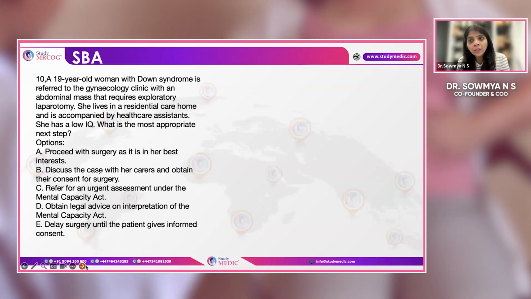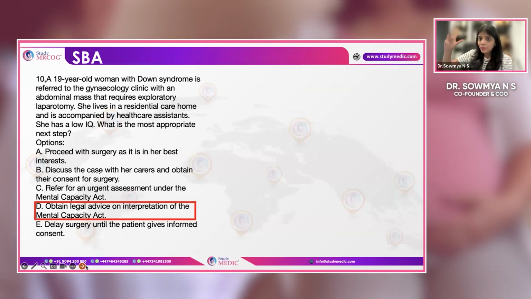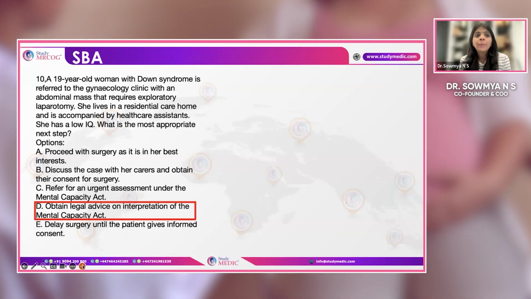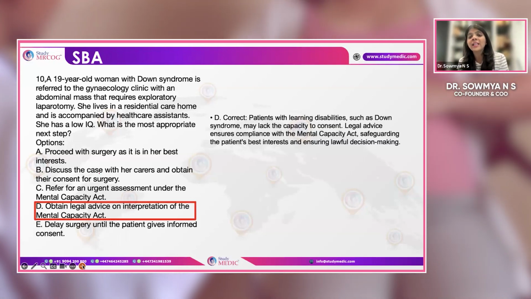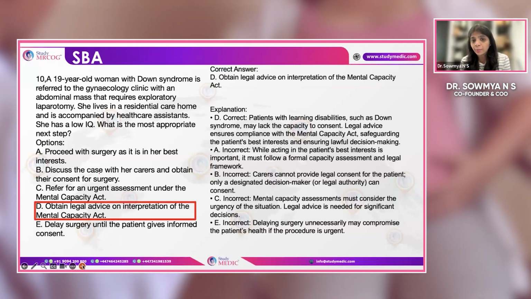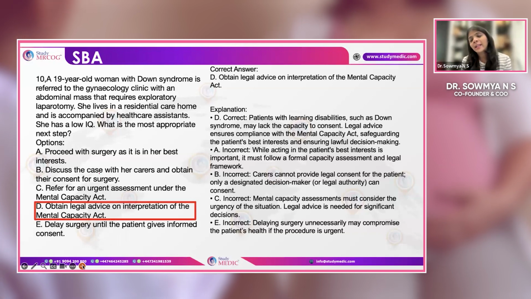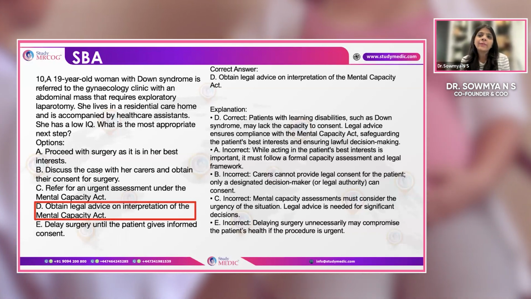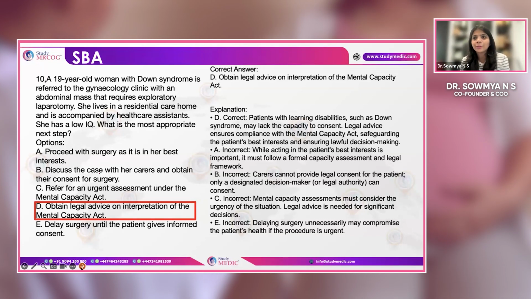Obviously, this is not an emergency. If it was a twisted ovarian cyst, you proceed with two consultant opinions and do it quicker. Because it's elective, you take the court order, or you would obtain legal advice first on interpretation of the Mental Capacity Act and then proceed to consenting and then the procedure itself. Okay. So as an ST5, you should know these requirements for women with mental capacity and without mental capacity. So that's why this question.